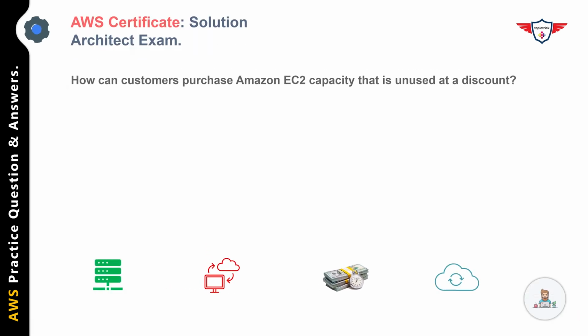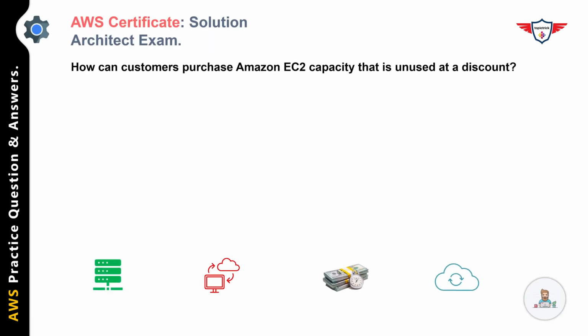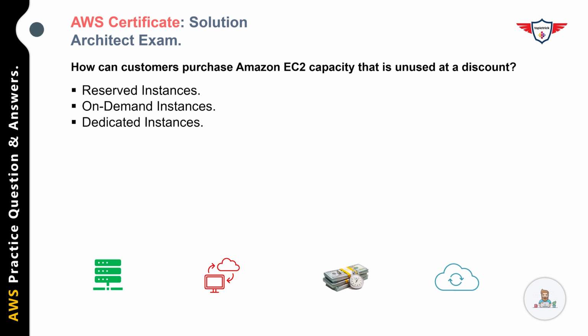How can a customer purchase Amazon EC2 capacity that is unused at a discounted price? Your options are reserved instances, on-demand instances, dedicated instances, and the last one is spot instance. The correct answer is spot instance.